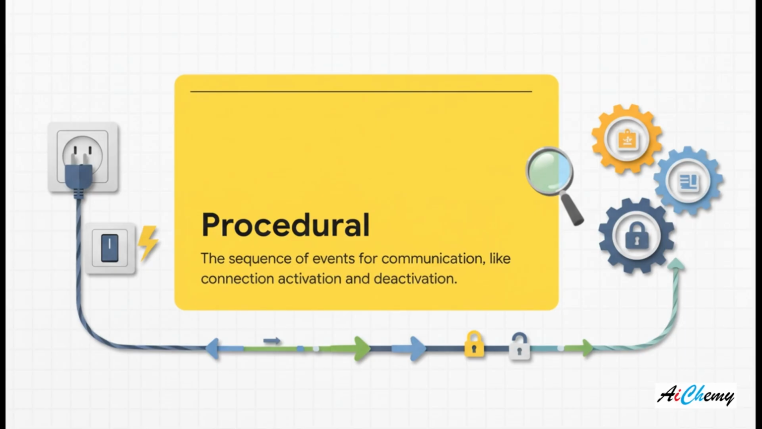Networks have a proper sequence too for turning connections on and off. Get the order wrong and the whole thing fails. So mechanical, electrical, functional, and procedural, all 4 have to be in perfect harmony for communication to even start.